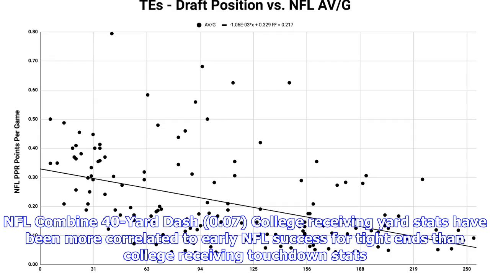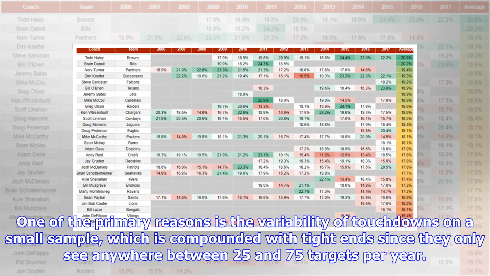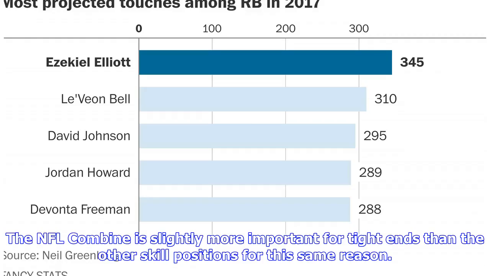College receiving yard stats have been more correlated to early NFL success for tight ends than college receiving touchdown stats. One of the primary reasons is the variability of touchdowns on a small sample, which is compounded with tight ends since they only see anywhere between 25 and 75 targets per year. The NFL Combine is slightly more important for tight ends than the other skill positions for this same reason.